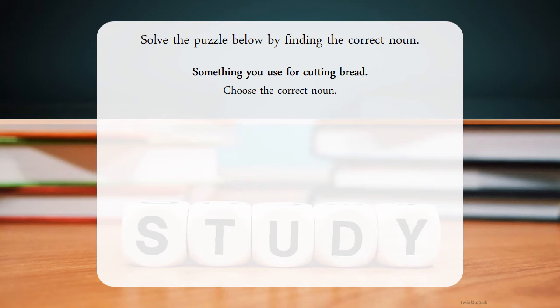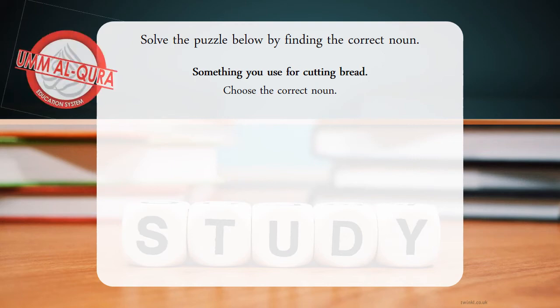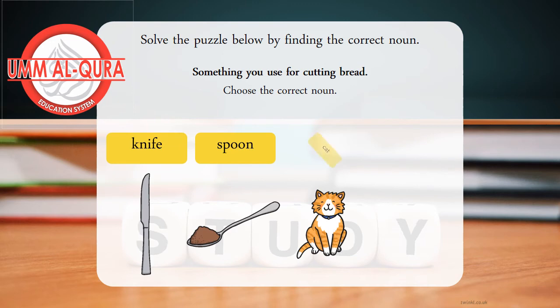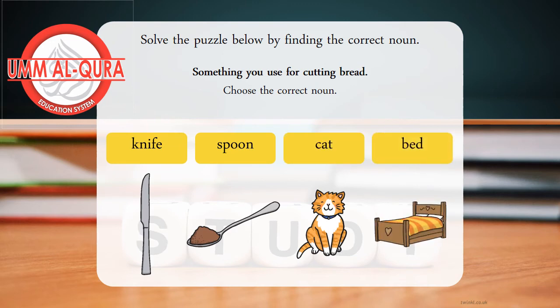Solve the puzzle below by finding the correct noun. Something you use for cutting bread. What do we use for cutting bread? Is it a knife? Is it a spoon? Is it a cat? Or is it a bed? Very good. Obviously, it's a knife.